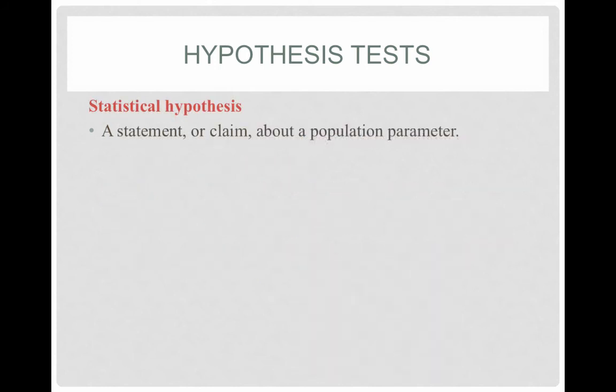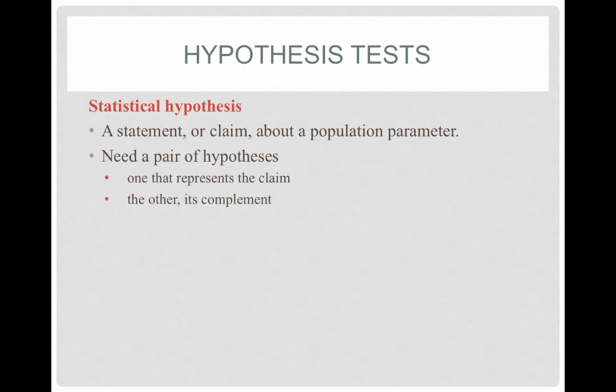Okay, so what's a statistical hypothesis? This is going to be a statement or claim about a population parameter. Right? We need a pair of hypotheses, one that represents the claim and the other its complement, or you can think of it as an opposite. Okay, so again, we're going to have some statement or claim. All right, this is going to be about mu, our population mean. It could be about sigma, our population standard deviation. It could be about script p, our population proportion.